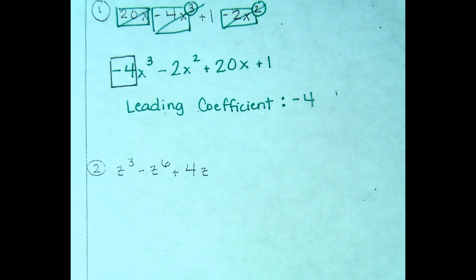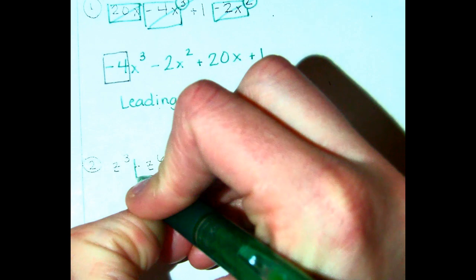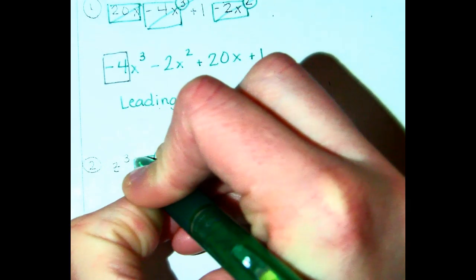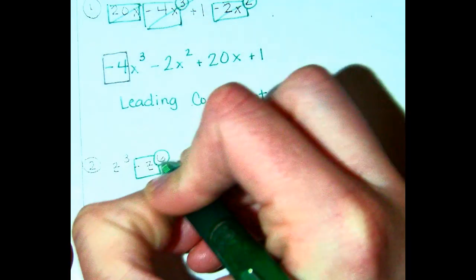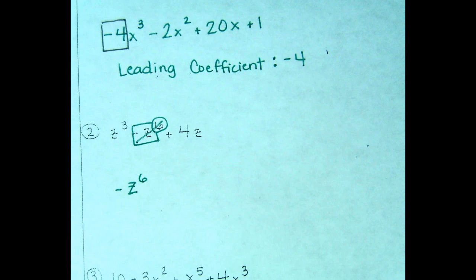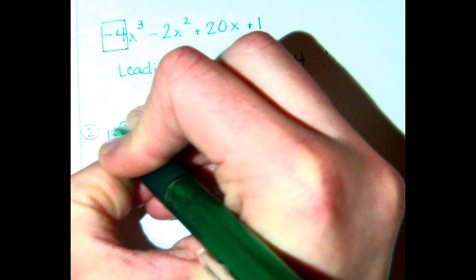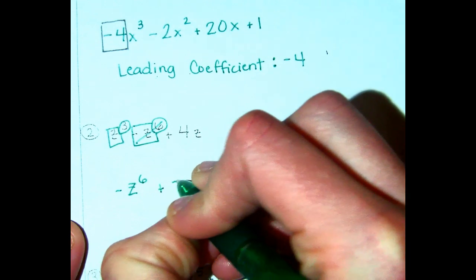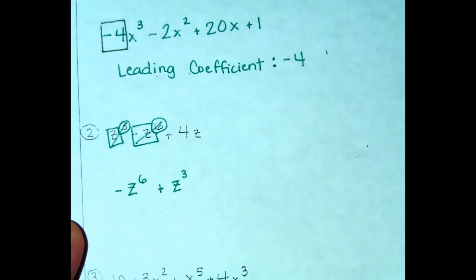Alright, number 2. What is the highest exponent? -z, which goes with 6. So I'm going to write that first. -z to the 6th. Make sure you bring the negative with it. What's next? Z to the 3rd. Plus, because it doesn't have a negative in front. Plus z to the 3rd. Alright, then what's next?